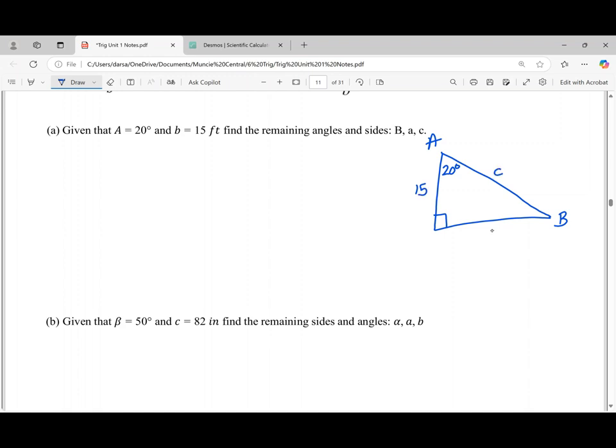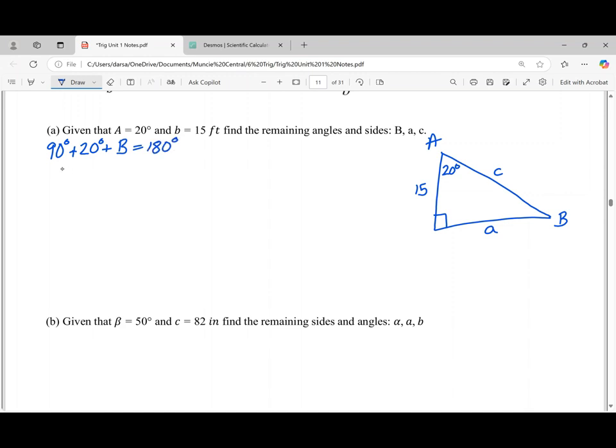This means I do not know what side c is or side little a is. I also don't know what angle B is, so we need to find all of those things. The first part, which is the easiest: when you add up the three angles of any triangle, what do those three angles always add up to? Well, they always add up to 180 degrees. So remember, this is a right triangle, so this angle down here is a 90-degree angle. So 90 degrees plus 20 degrees plus our angle B have to add up to 180 degrees.